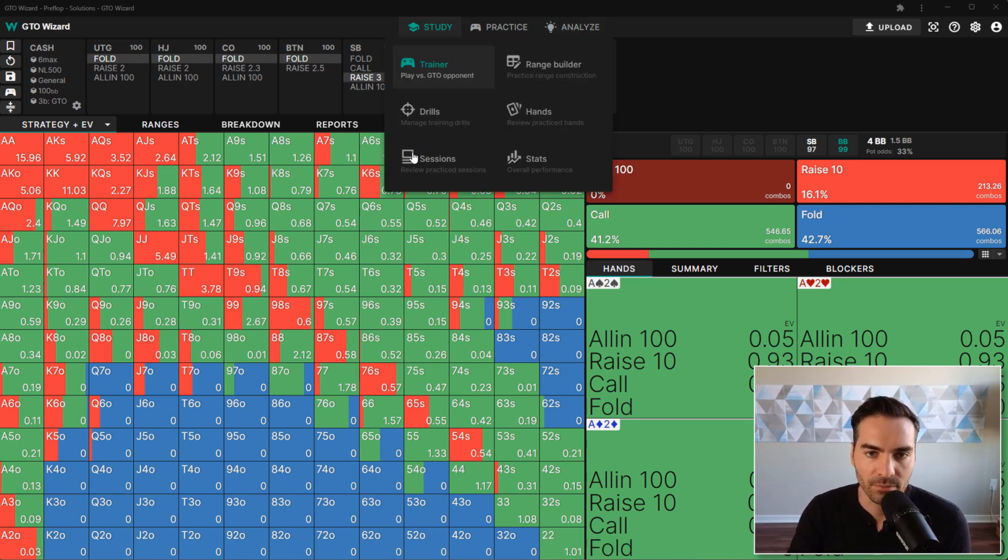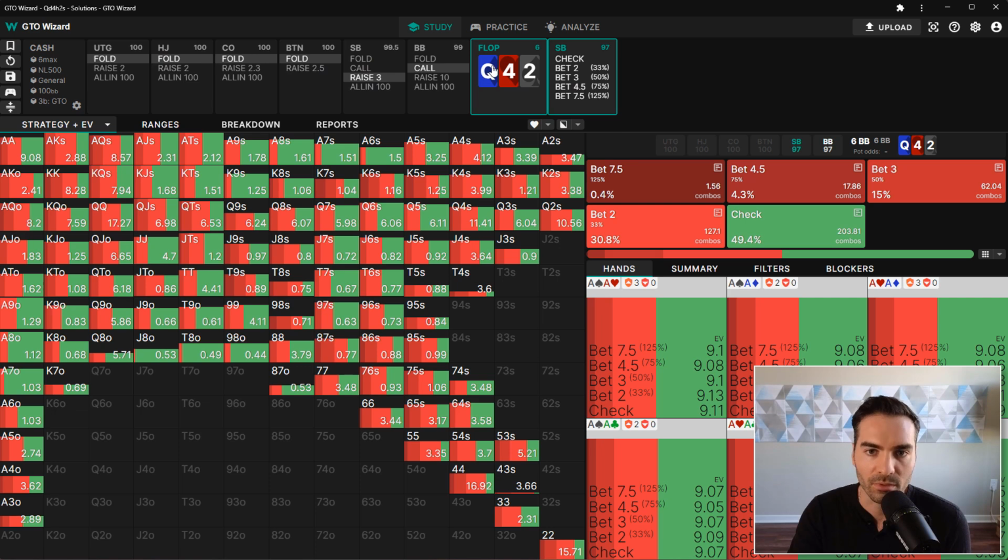So let's say that the big blind calls, the small blind opens, we deal a flop, let's choose queen 4 deuce rainbow, doesn't really matter what flop it is. And this is now looking at the small blind's c-bet strategy on this board.